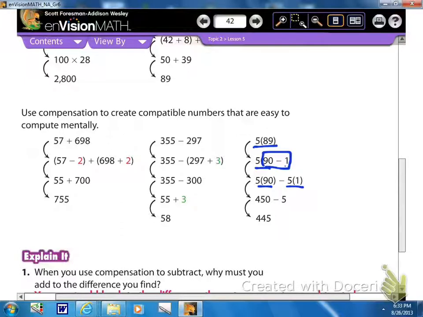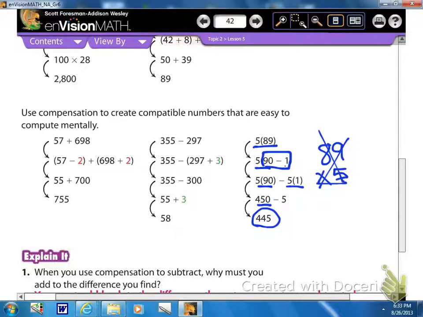5 times 90 would give me, 5 times 9 is 45 plus my 0, minus 5 times 1. Take my 5 away, and it leaves me with 445. A lot easier to figure out rather than putting up your 5 times 89 and working this out. This is what we're trying to get away from. Use your mental math.